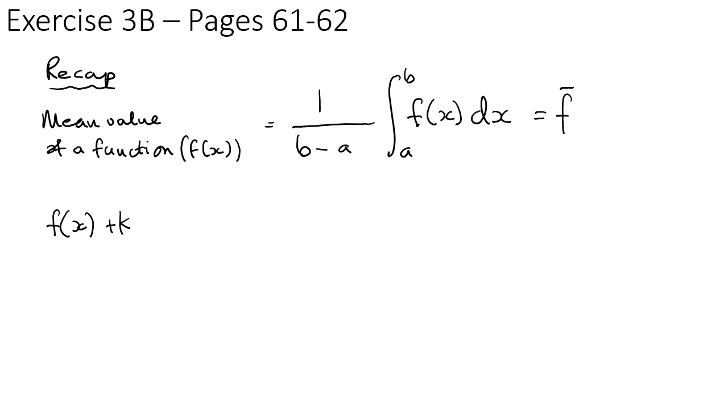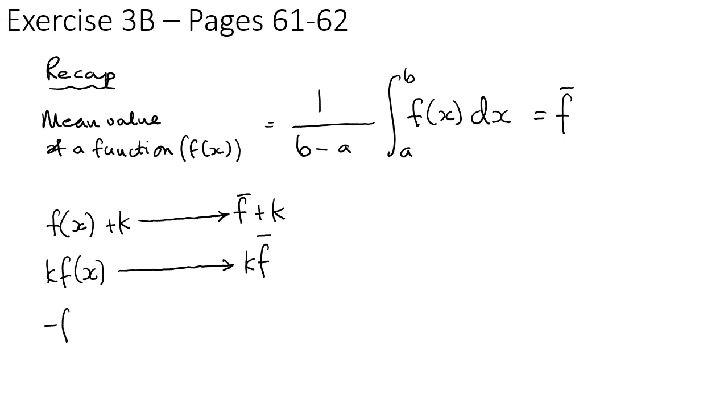Now if we take our original function and we increase it, it moves up by k, then the mean value of that function also increases by k. If we take our original function and multiply it by k, then the mean value of that function also gets multiplied by k. And if we reflect our original function in the x-axis, then the mean value of that function just reverses sign. It has the same value.